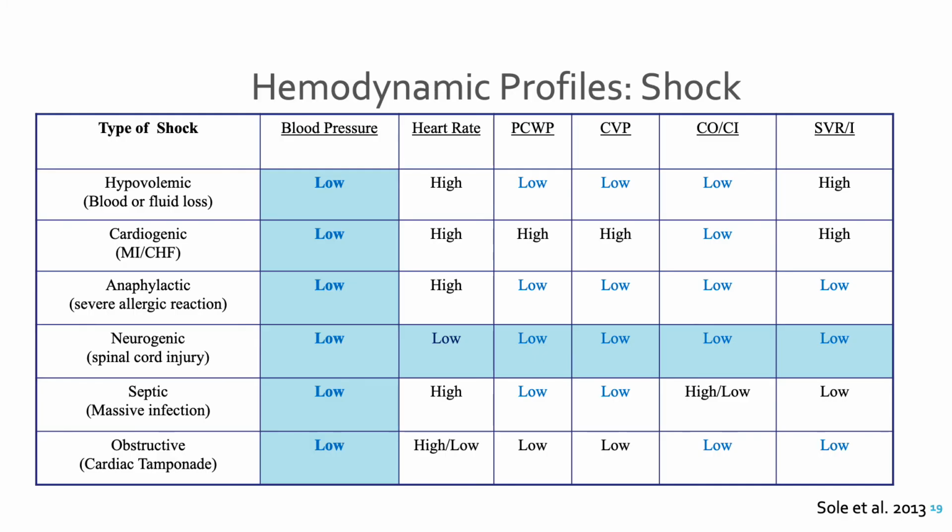Here we have a final table with all of the hemodynamic measures for different categories of shock. What do you notice? Remember, no matter what causes the shock, we will have hypoperfusion and impaired cellular metabolism. So the blood pressure will always be low. Also, as we mentioned with neurogenic shock, the sympathetic nervous system is blocked, so all of our parameters for neurogenic shock are low as well.